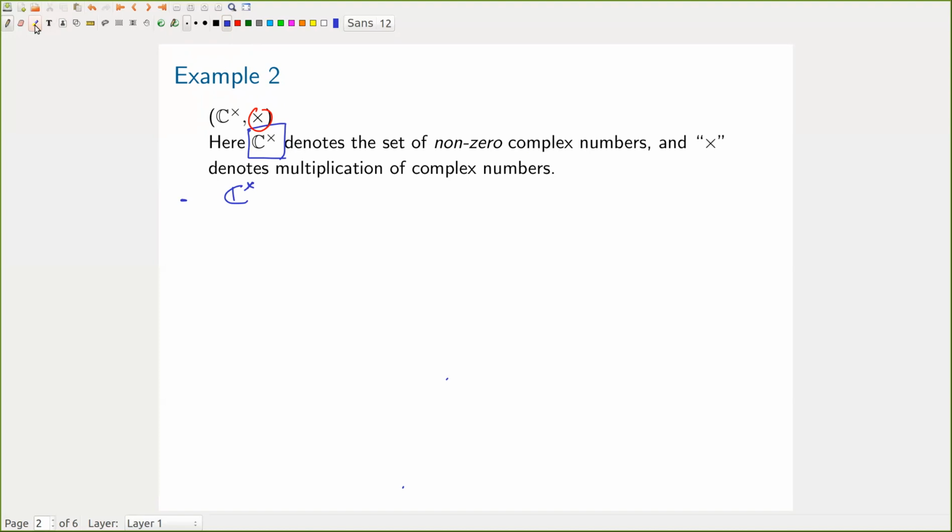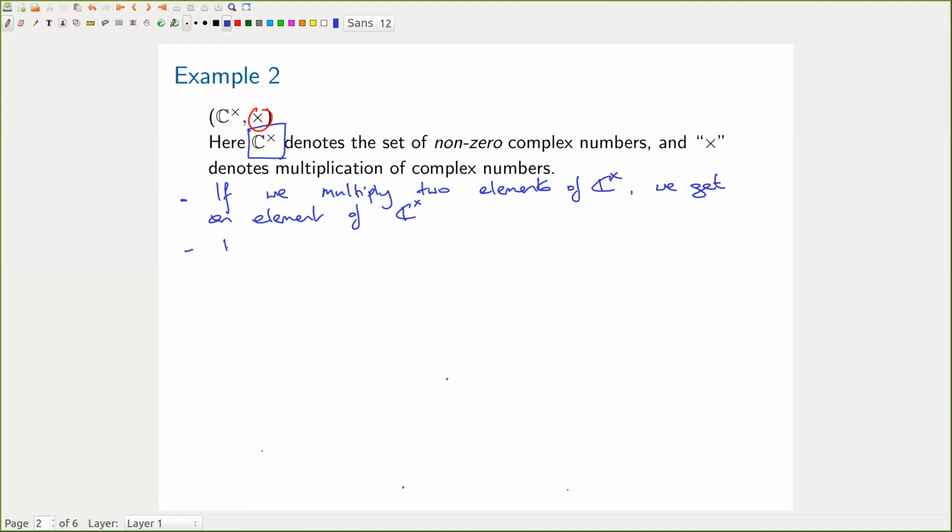If we take the set of non-zero complex numbers, if we take two elements in there, two non-zero complex numbers, and multiply them together, we'll get a non-zero complex number as the result. One way to say that is that the set of non-zero complex numbers is closed under multiplication. That means if you take two elements that are there and multiply them, you still stay within this set.